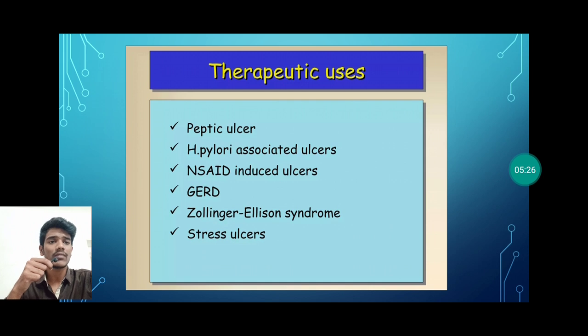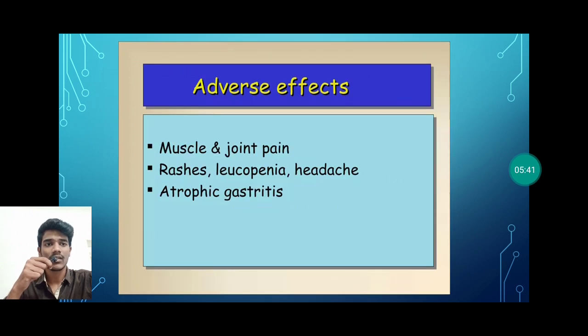Now see, therapeutic uses of proton pump inhibitors include peptic ulcer, H. pylori associated ulcers, NSAID-induced ulcers, gastroesophageal reflux disease, Zollinger-Ellison syndrome, stress ulcers. It also has some adverse effects. It produces muscle and joint pain, rashes, leukopenia, headache, atrophic gastritis. Atrophic gastritis is one of the important side effects of proton pump inhibitors.